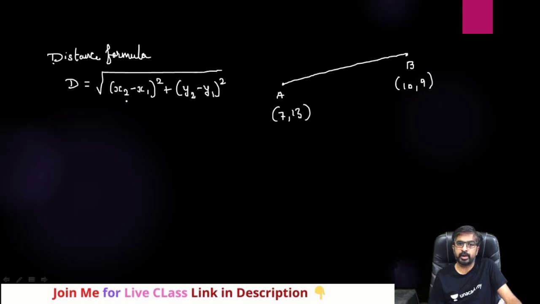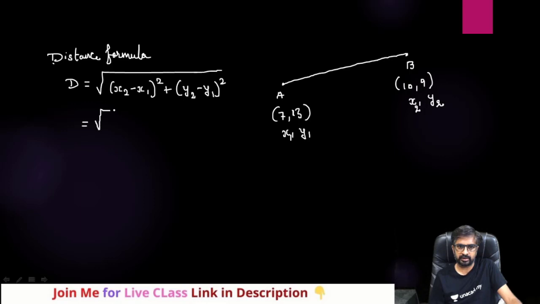So what are x1 and x2 in this one? You know coordinate A. So this 7 will be x, the abscissa of A, and 13 will be y. But this is of the first coordinate, so we will keep this as x1 and y1. And here this is x and this is y, but this is of the second term, that's why we will keep 2 with this. This is x2 and this is y2. Now we just need to keep these values inside the formula.